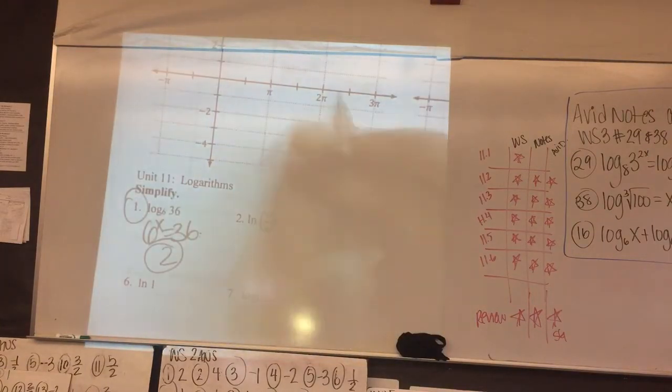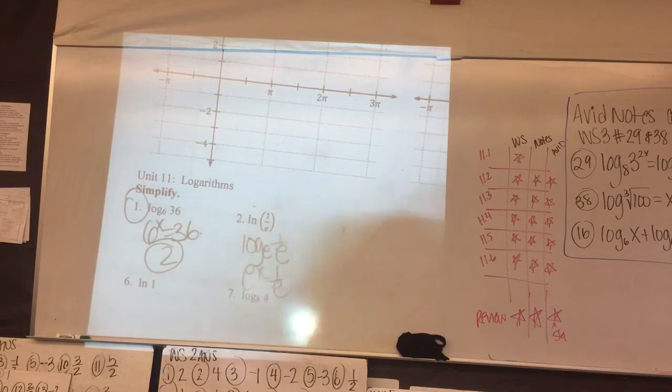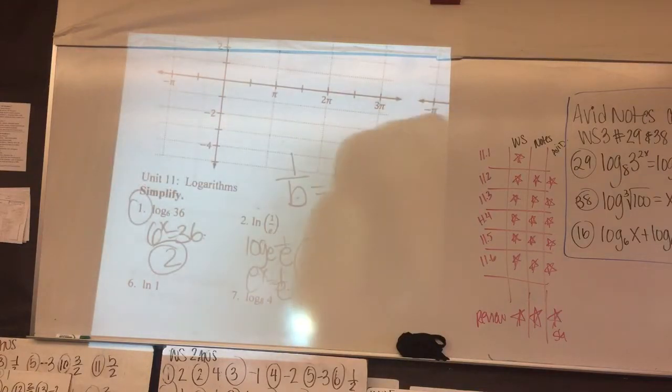When you see ln, that means log base e. So e to what power is 1 over e? Well, e to the negative 1 power would give me this, so negative 1. And that's because there's a property that says if you have a 1 in the numerator and a number down here, then I can rewrite this as a number to a negative 1 exponent.